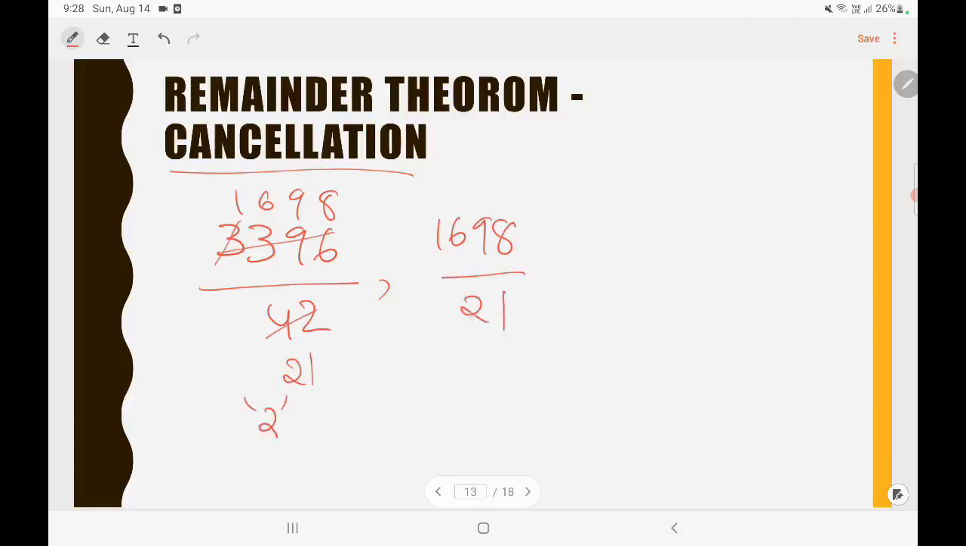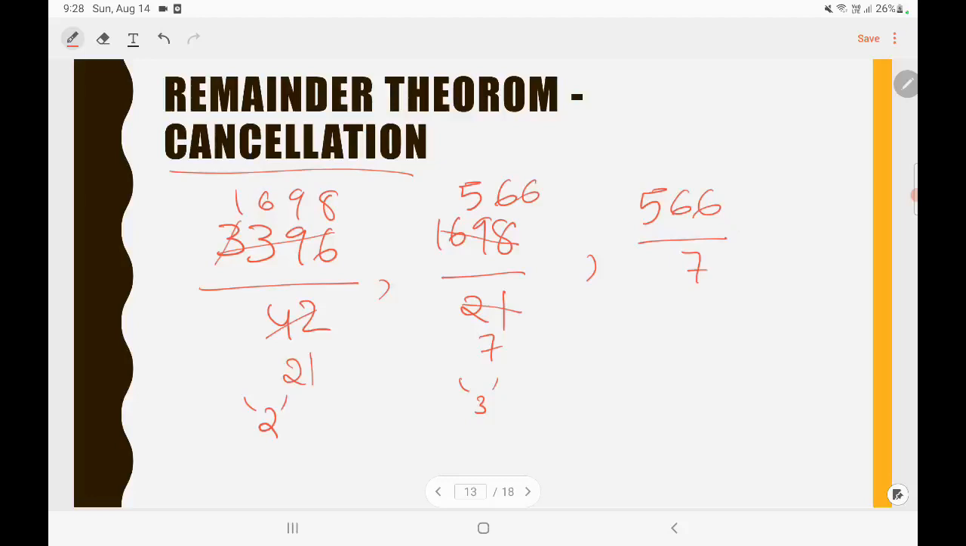Okay. Now again, if you see, 1 plus 6 is 7, plus 9 is 16, plus 8 is 24. So both 1698 and 21 are divisible by 3, right? So here if you divide it by 3, you will get 566, and here if you divide it by 3, you will get 7. So this is same as 566 by 7. So here we cancelled 3. So now you need to find out the remainder when 566 is divided by 7.